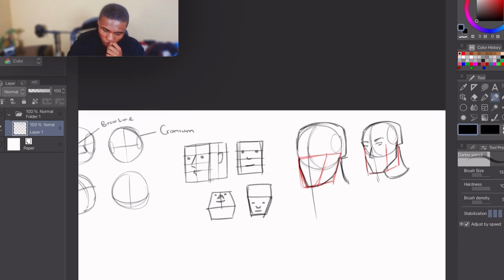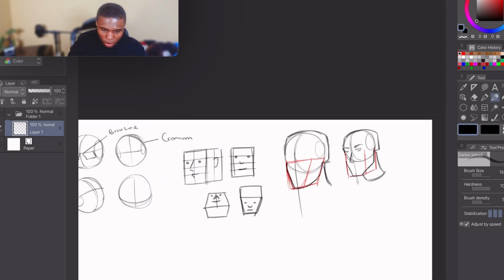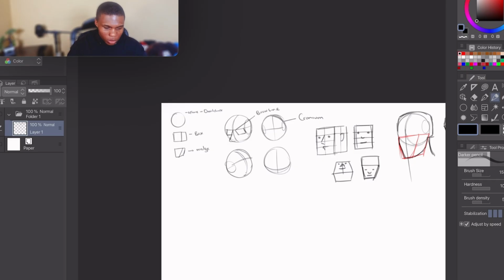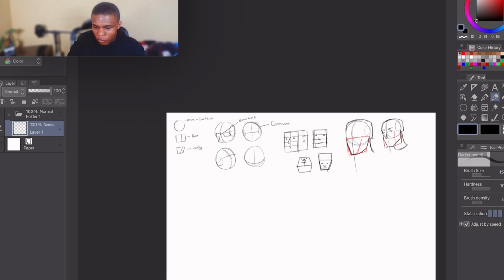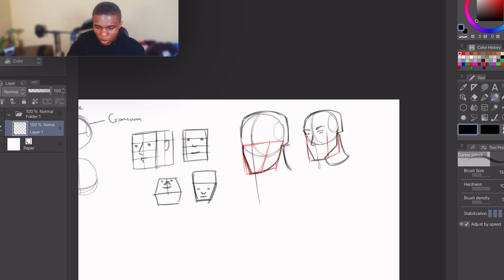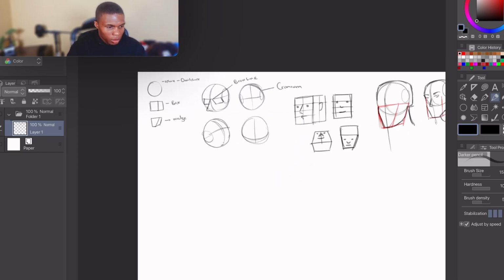Drawing the head, you have to practice this over and over again. Just look at the Andrew Loomis How to Draw the Head, but I'm just talking briefly about this. So yeah, that's it for the basic shape. You have to always put your center line, because that's what's going to guide you.